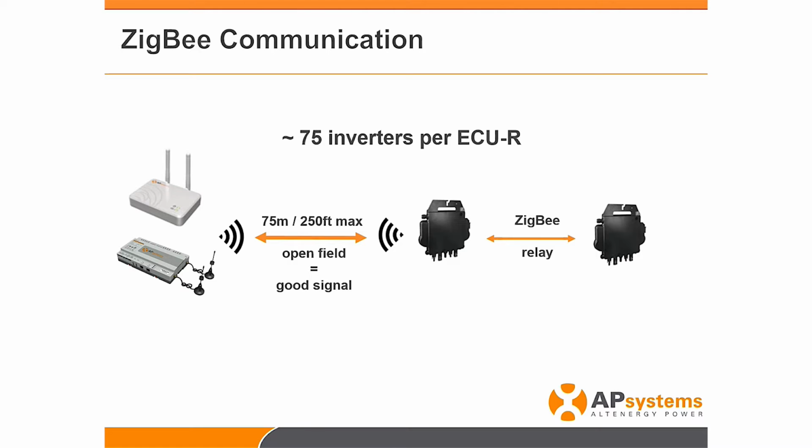Zigbee is a bit faster and reliable. We are not the only MLPE solution, but when it comes to the market leaders for MLPE, they use PLC and not Zigbee. So when it comes to Zigbee, it's a bit more reliable and a bit faster than the normal PLC communication protocol, which is used by all the other competitors.